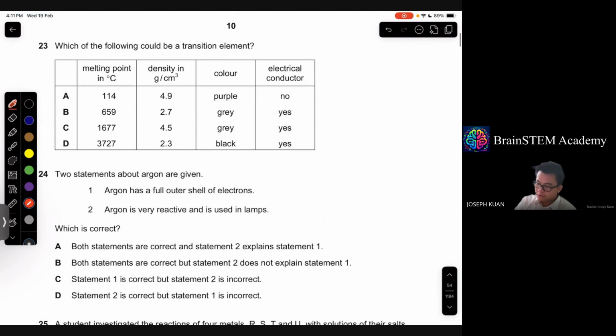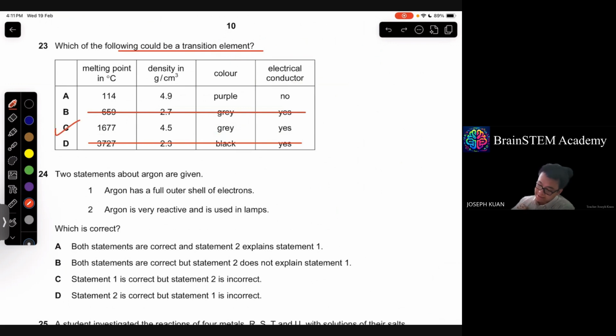Question 23. Which of the following could be a transition element? Transition elements have giant metallic structures, which have a high melting point, high boiling point, and high density, right? And the color of the solid is actually gray. And they are good electrical conductors because they have free moving electrons. The best answer here is C.